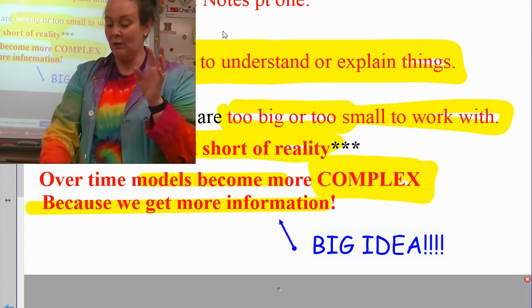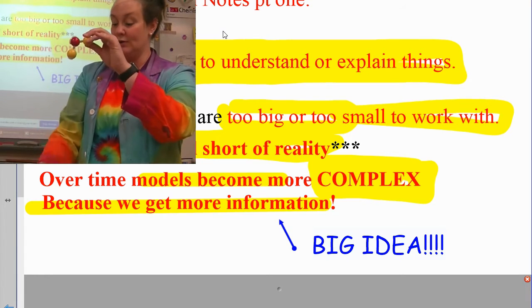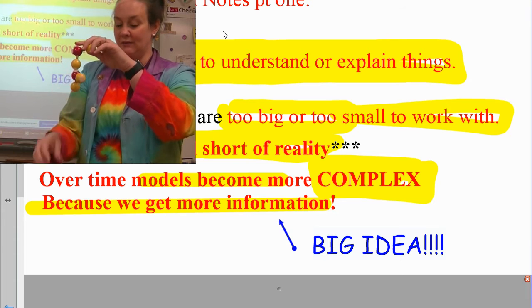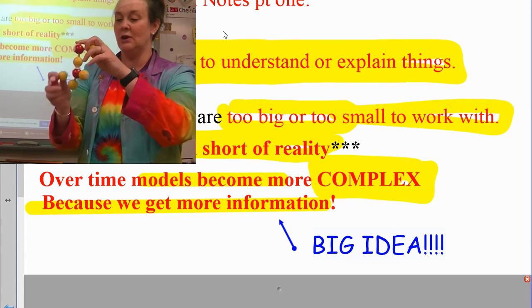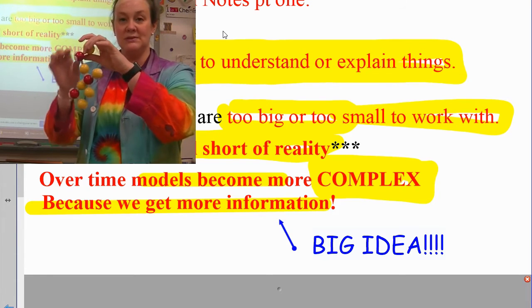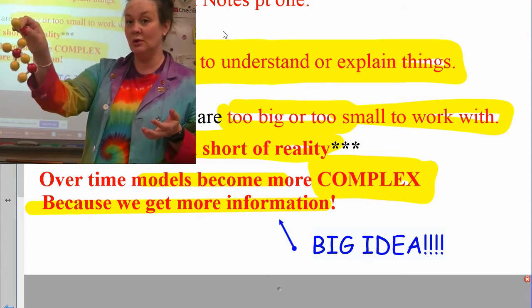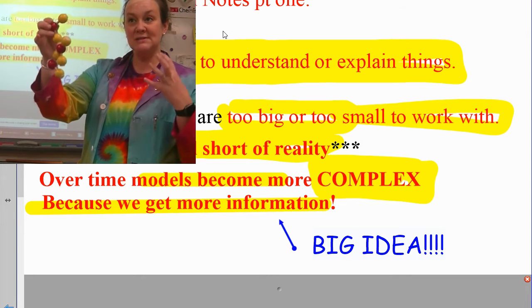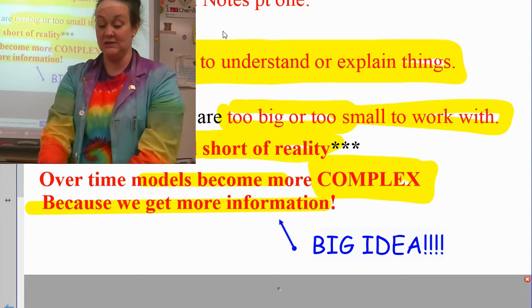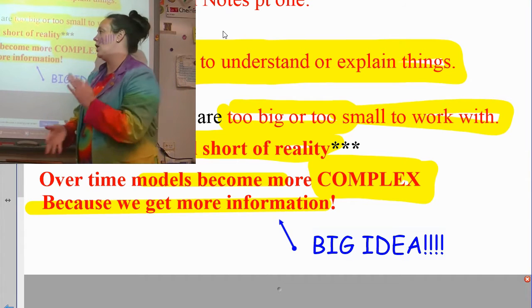Even if we want to make it a little better, sometimes people call water sticky because it sticks to itself. You can even add some Velcro to these models to try to make it more realistic. But all models are going to fall short of reality, but they're our best attempt to help us understand or explain something. All right, so let's get into it.